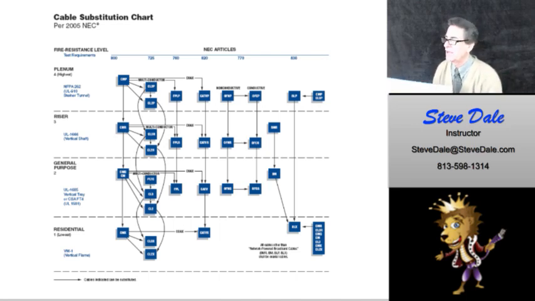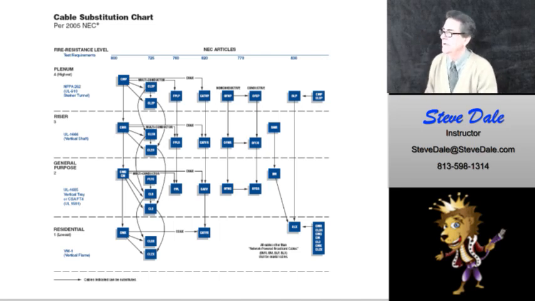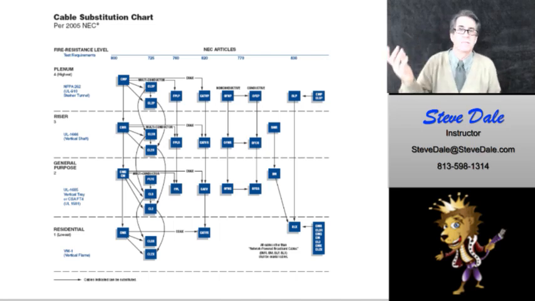It's very simple. You just understand you can't replace anything up here with anything below. You can't replace this with anything below, you can't replace this with anything below, but you can replace this with what's above, this with what's above, and so forth, okay? So obviously the plenum cable is more expensive, but why do you use them?